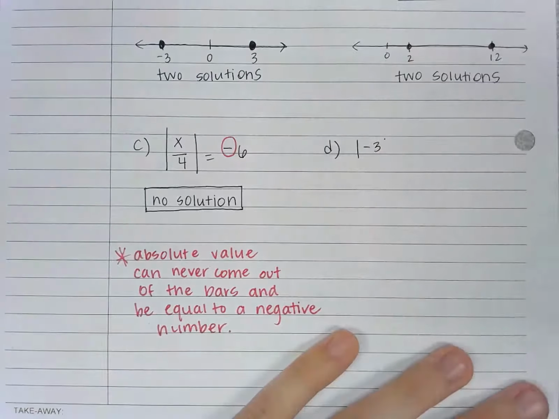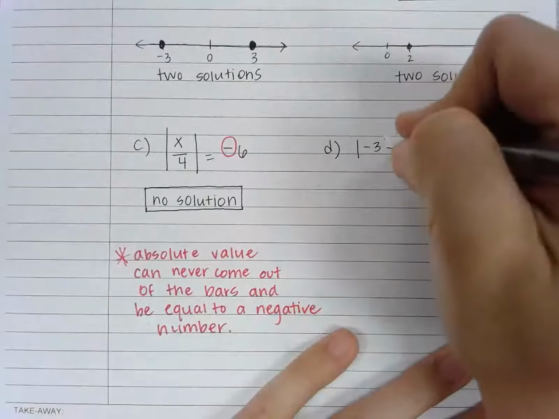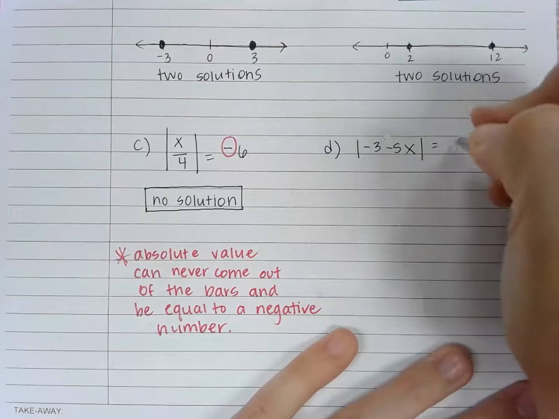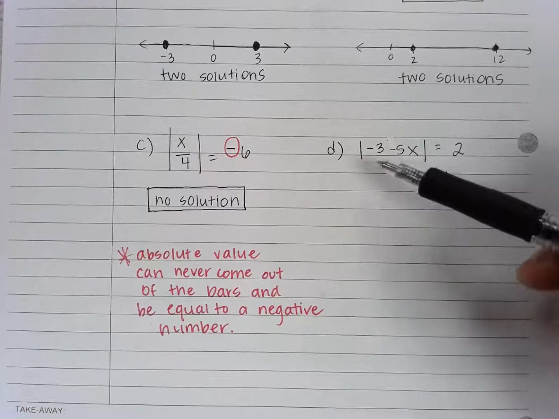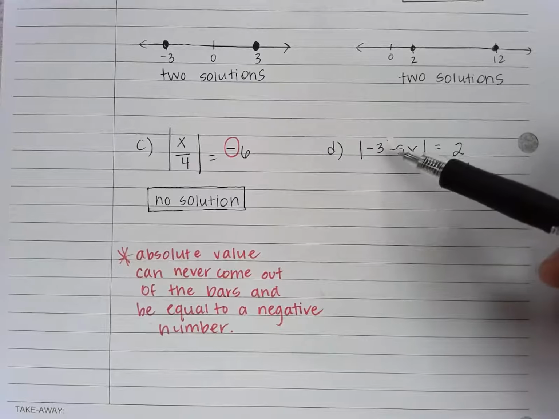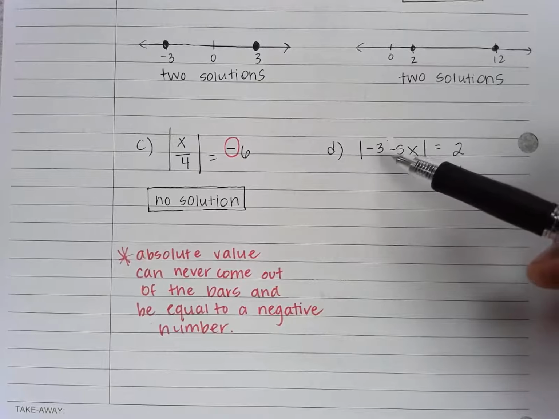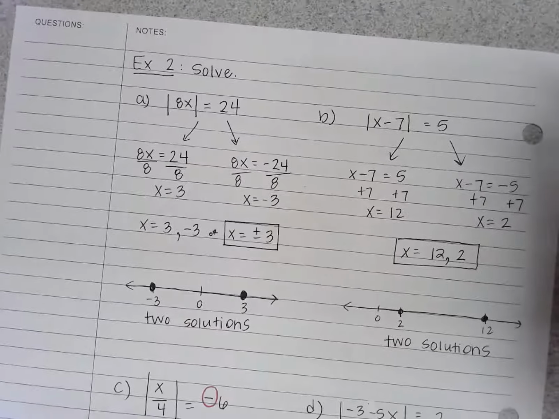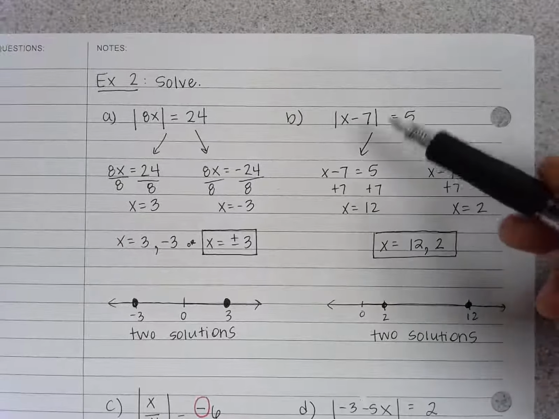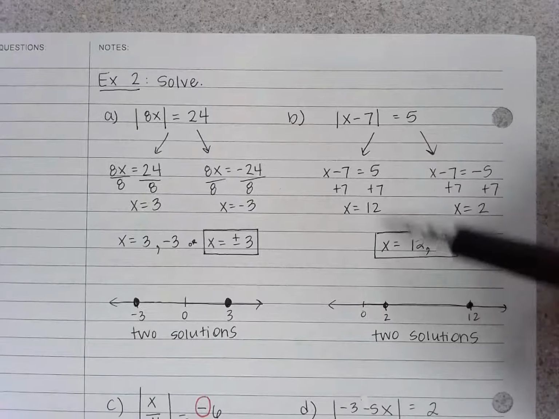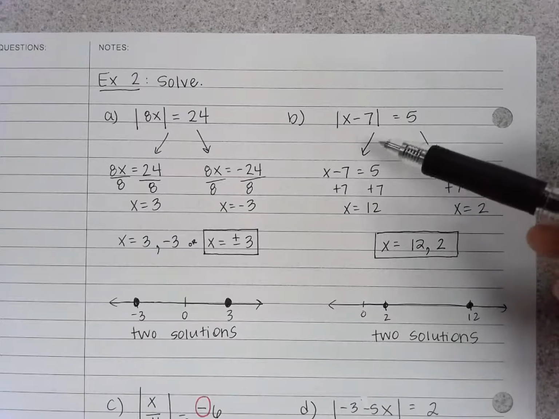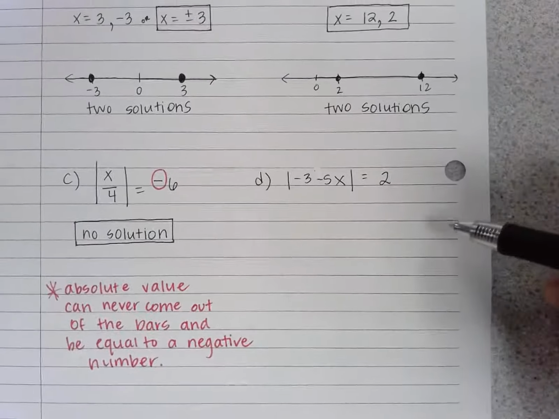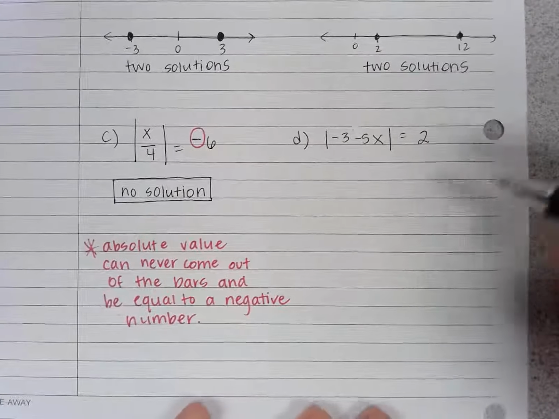For D, the question says the absolute value of negative 3 minus 5x is equal to positive 2. So this question has negatives in it, but they're inside the bars, and that's fine. You can have negatives on the inside. You just can't have the bars equals a negative. So this question is a regular question, and I'm going to proceed with solving it the same way I did with these questions that were up above. So I'm going to take what's inside the bars and set it equal to positive of this number, and then I'm going to take what's inside the bars and set it equal to negative of this number. So I'll go through and I'll follow that solving practice.